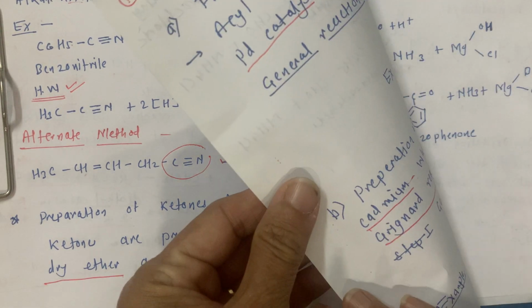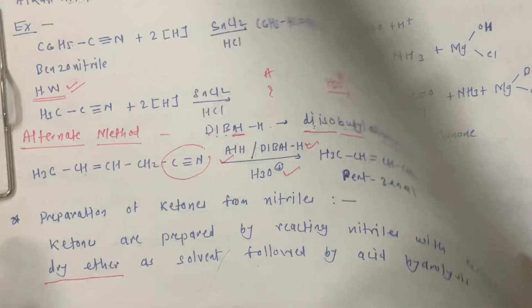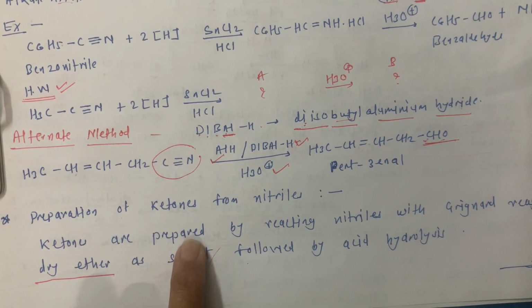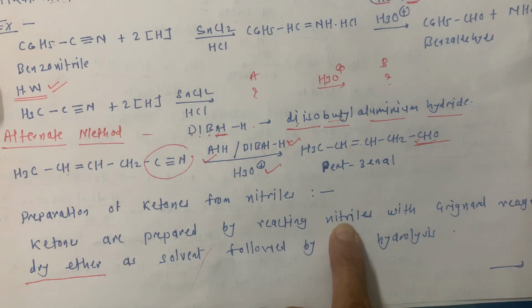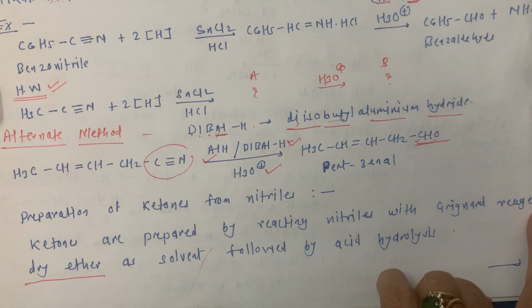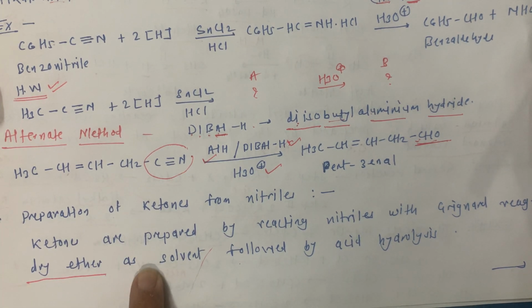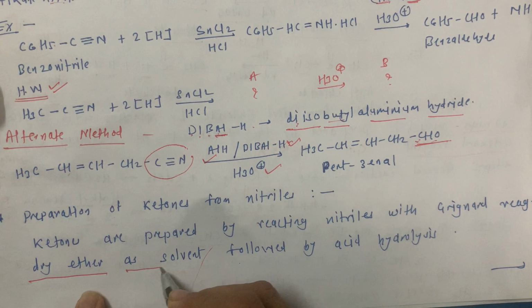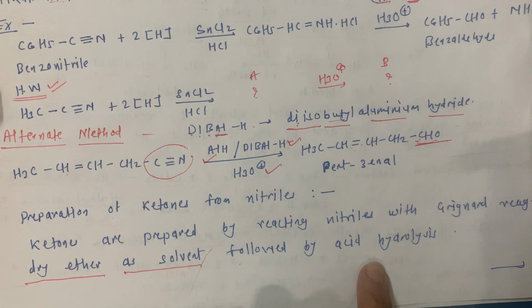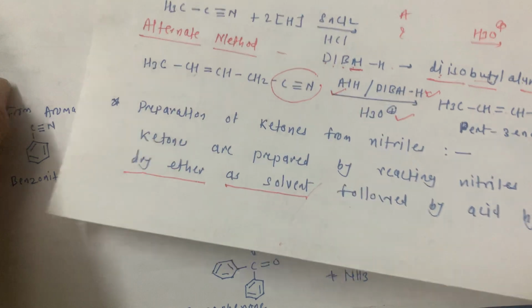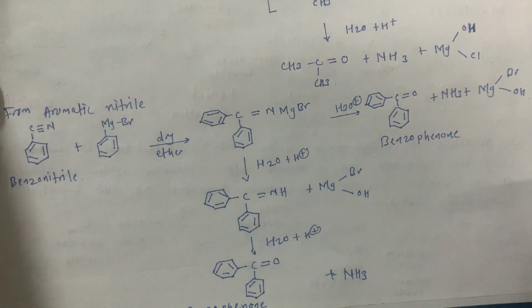Okay, by acid hydrolysis. So see now what is given. Ketones are prepared by reacting nitriles with Grignard reagent in dry ether as solvent, followed by acid hydrolysis.